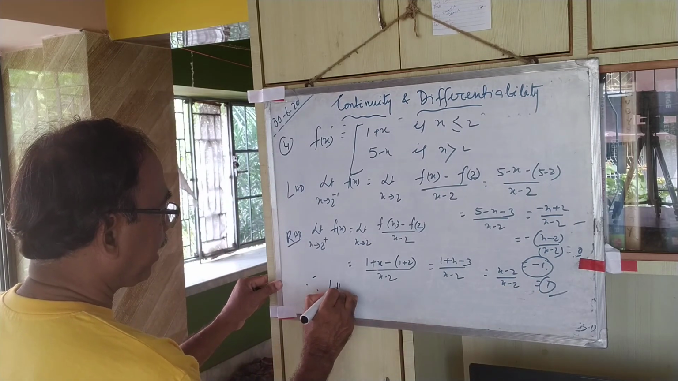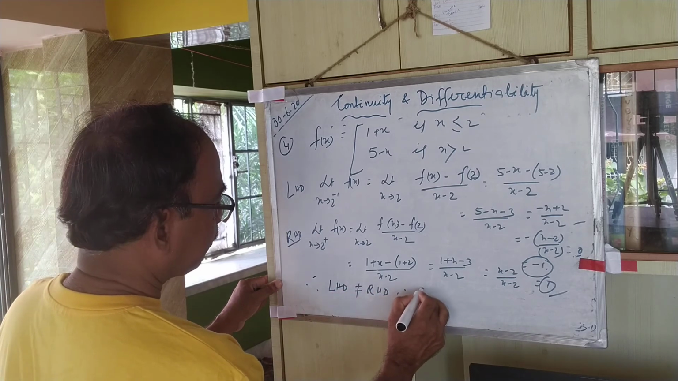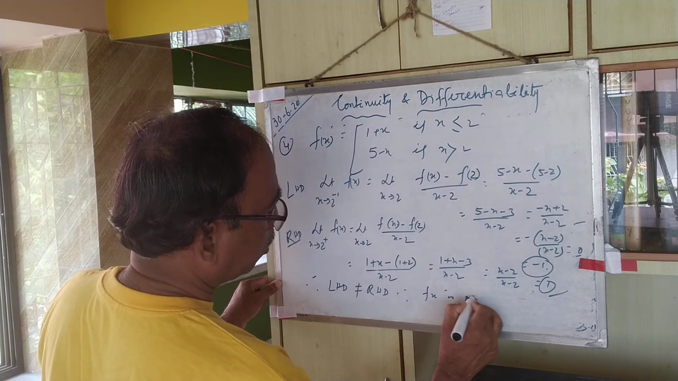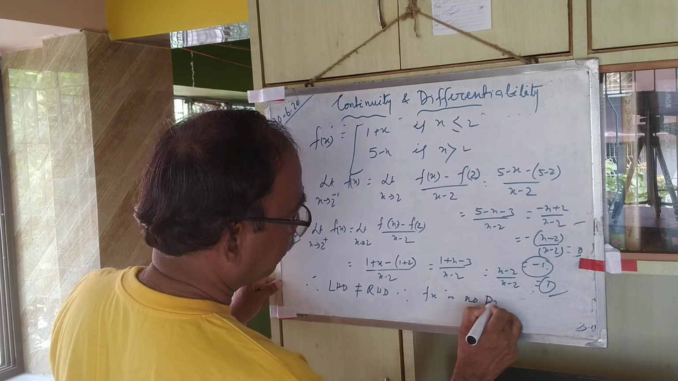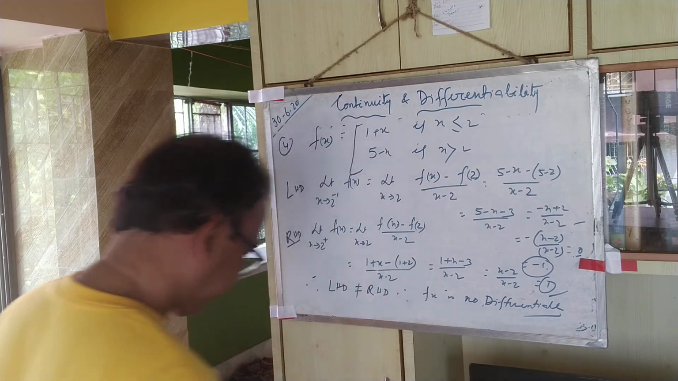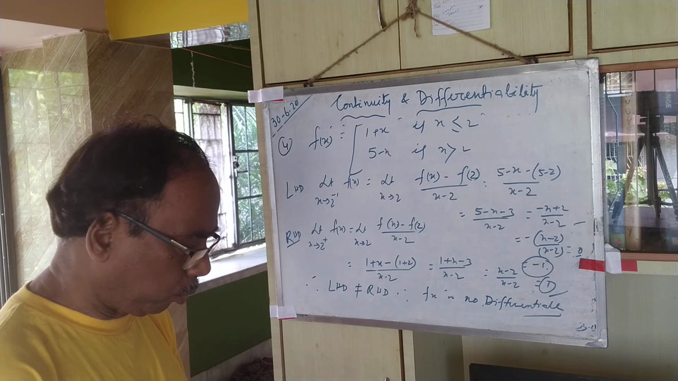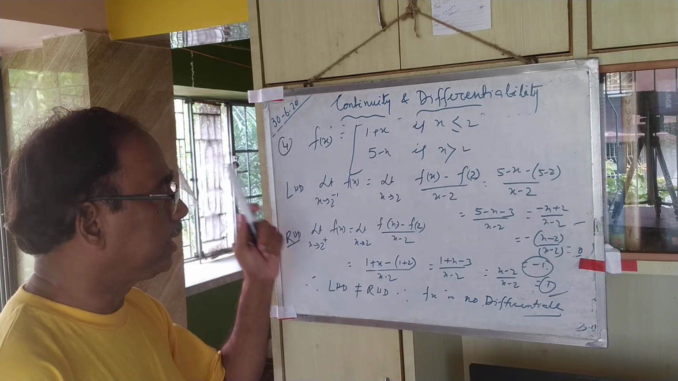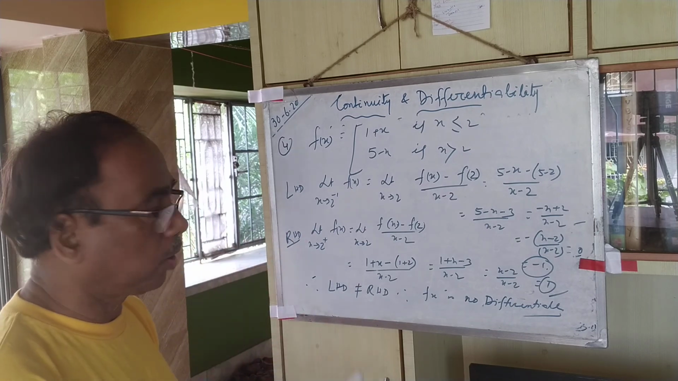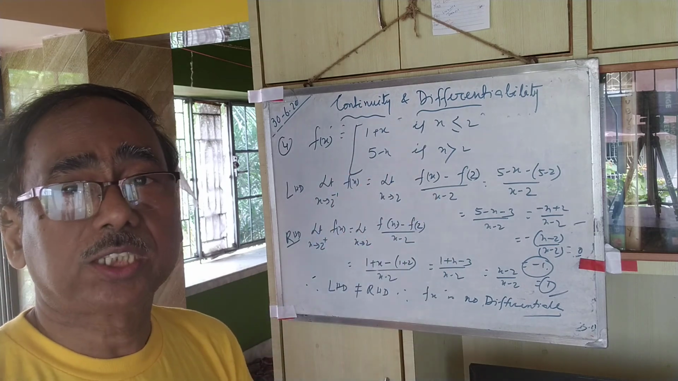Therefore, left hand derivative not equals to right hand derivative. Therefore, here f(x) is not differentiable. So, in this way, we can prove for any function f(x) whether it is differentiable or not differentiable, continuous or not continuous. In this way, we can prove the continuity and differentiability of a function.